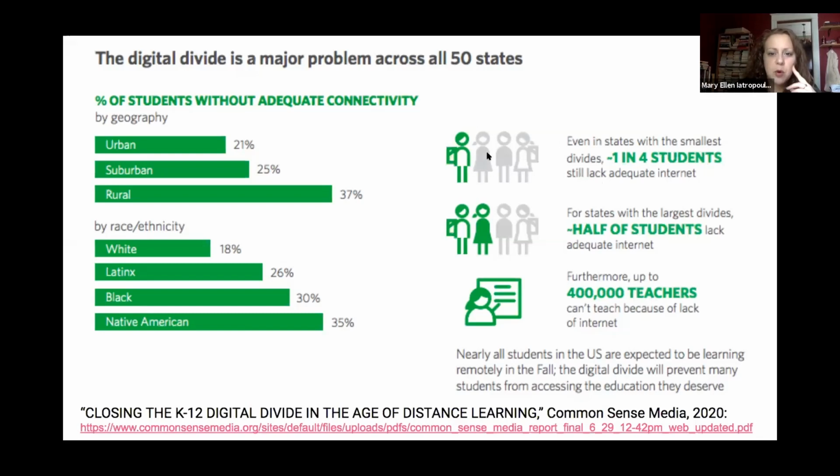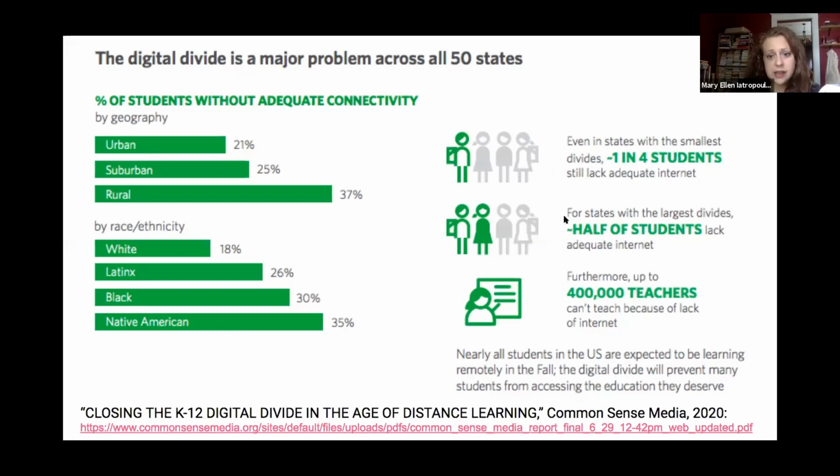Here we have 4 different figures to represent the students, but 3 of the 4 have been kind of grayed out. So that would be illustrating people who don't have adequate internet. So here we're using images and color to represent this information.